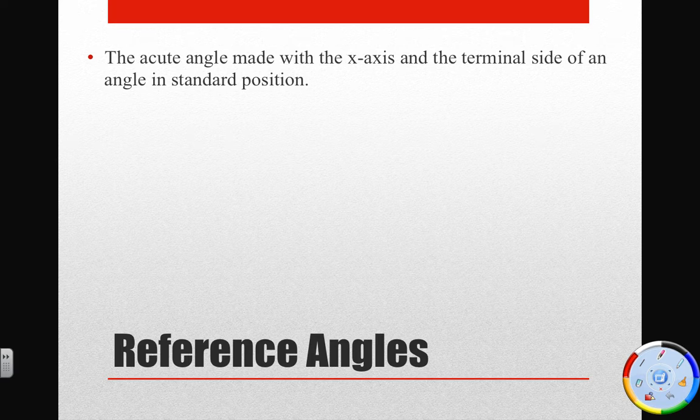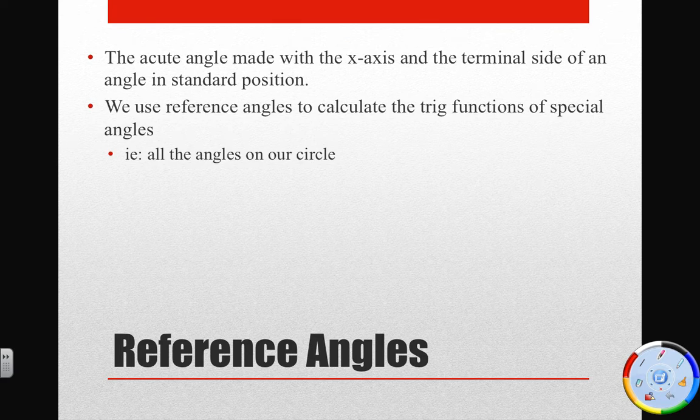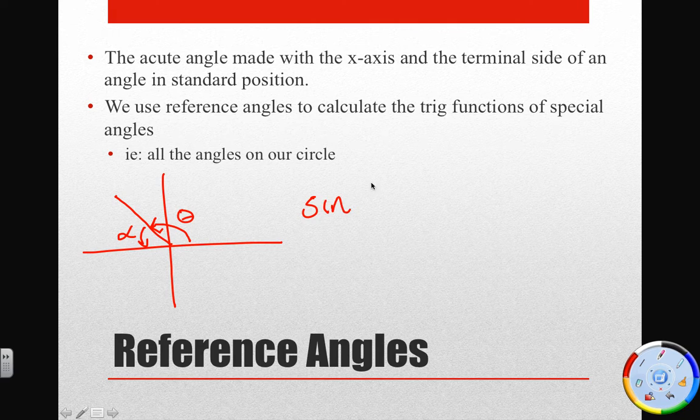And what a reference angle is, it's an acute angle, so less than 90, made with the x-axis and the terminal side of an angle in standard position. And I've actually already referenced this reference angle before when I looked at this theta, and I made a note of this angle being alpha. This alpha is my reference angle. And what it ends up being is actually what I said at the very beginning. The sine of alpha is the same as the sine of theta.